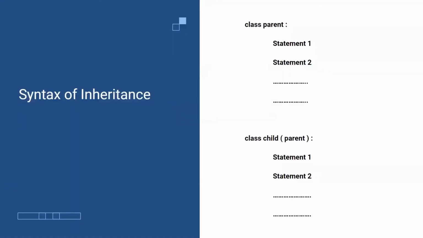So, the syntax of inheritance. First we declare a parent class by writing the class keyword and then the parent class name. Then come the statements inside the parent class, the methods and variables and all of that. After that, we declare the child class by writing the class keyword and the class name, and in the parentheses we pass the parent class name, then a colon, and the rest of it is similar.